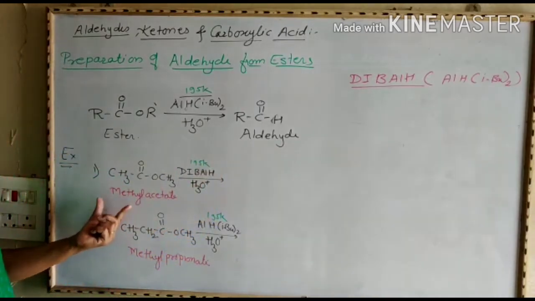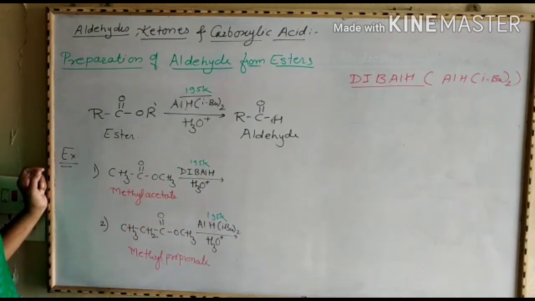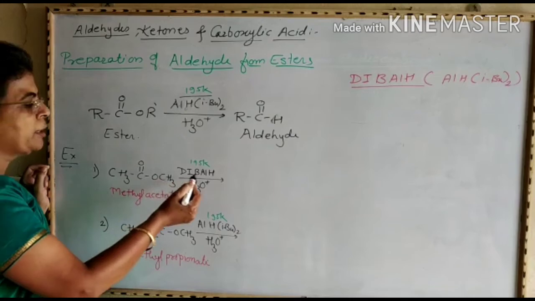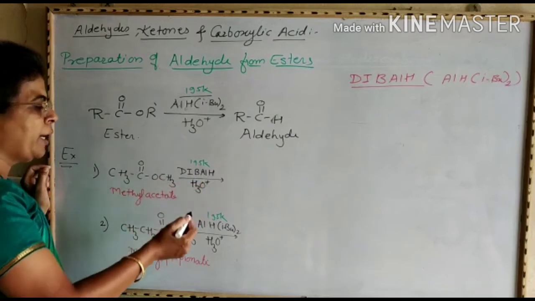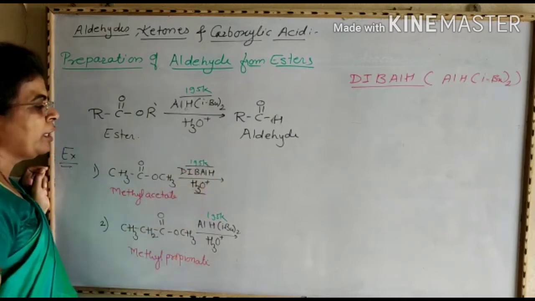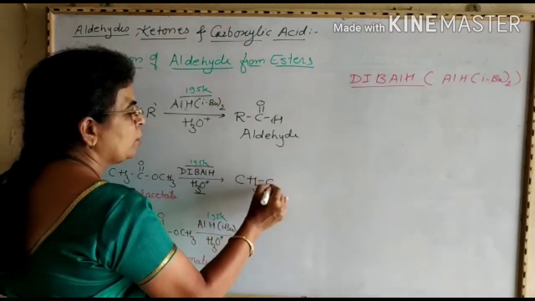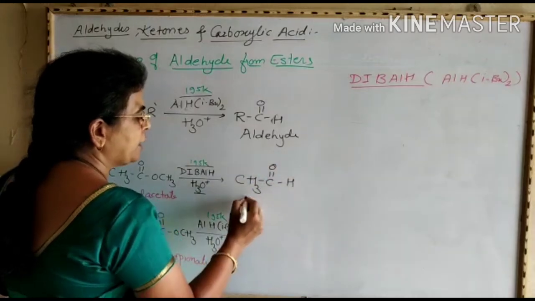Now for example, if we carry out the reaction of methyl acetate, this compound is methyl acetate. When it is reduced in presence of diisobutyl aluminum hydride followed by hydrolysis, and this reaction is carried out at 195 Kelvin temperature, then you will get CH3CHO. This is acetaldehyde.